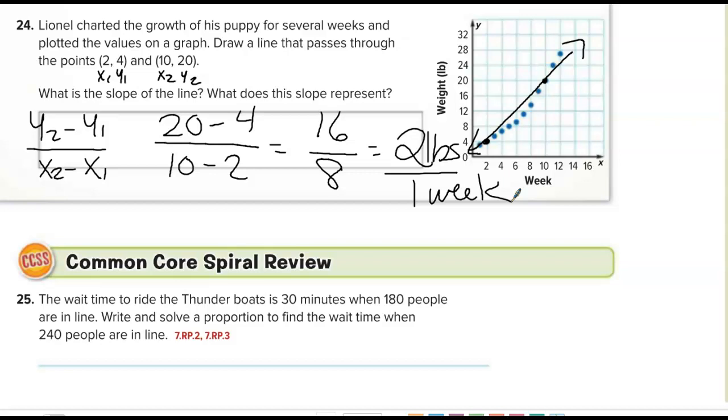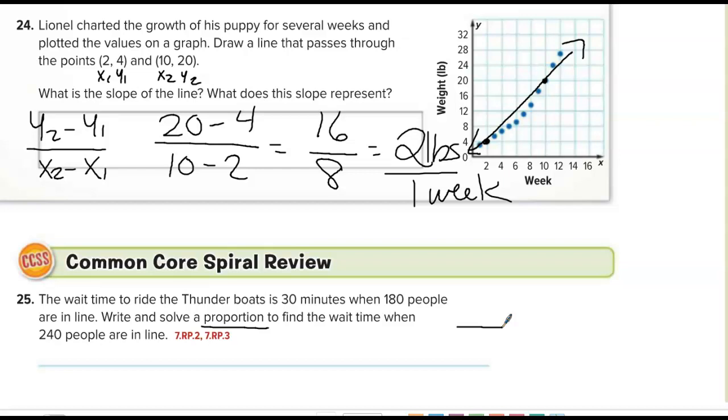The wait time to ride the Thunderboat is 30 minutes when 100 people are in line. Write and solve a proportion to find the wait time when 240 people are in line. Okay, so what did you do for this one? What's a proportion? A proportion is a fraction. If I set up a fraction, do you usually say 30 minutes per 100 people, or 100 people per 30 minutes? The second one sounds better.